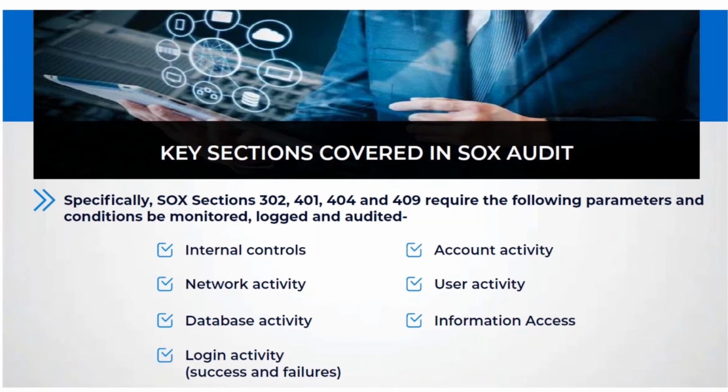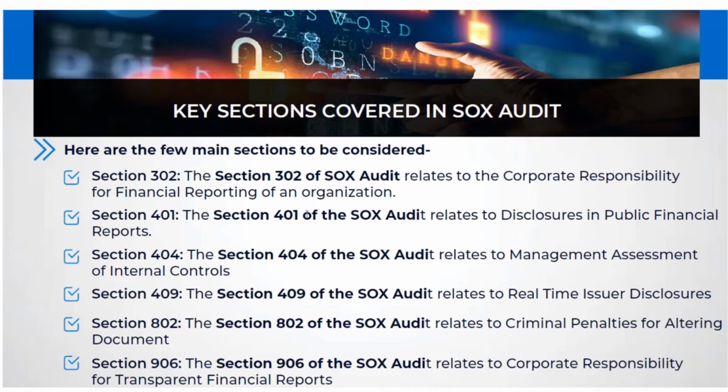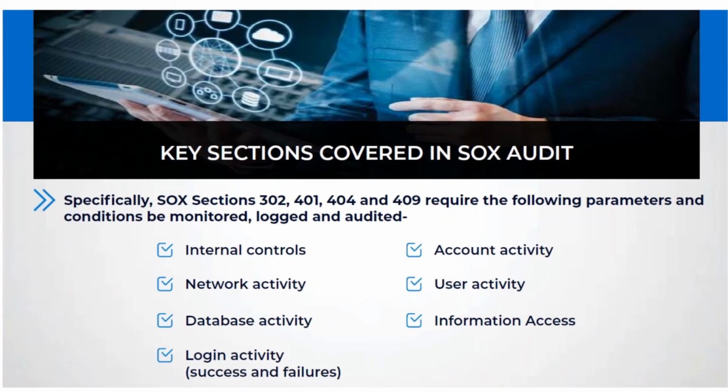yeah, key sections covered. Okay, these are from the internal control. So as we saw earlier, sections 302, 401, 404, and 409. What we saw here, 302, 401, 404, 409. This becomes like the major crux of a SOX audit, and what are covered under that, we'll go into that. So there'll be internal controls. This is where the IT controls come into place.